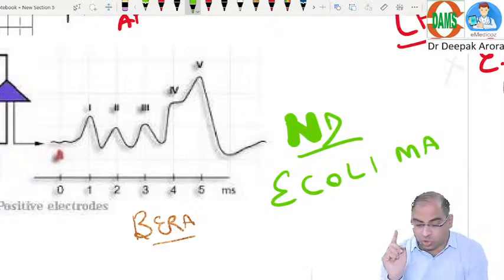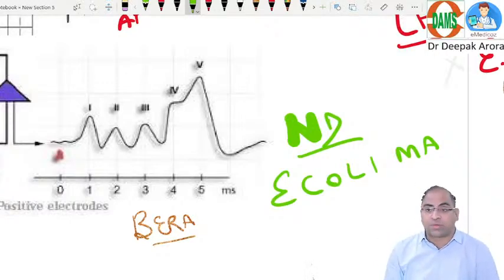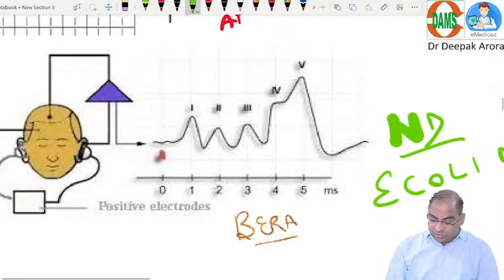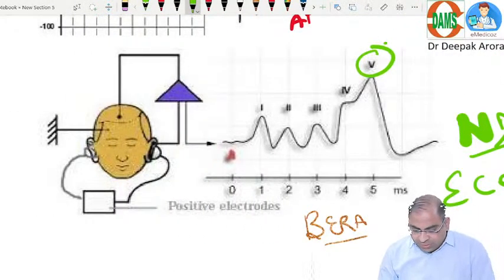This pathway should be on your tips. 8th nerve, cochlear nucleus, olivary nucleus, lateral lemniscus, inferior colliculus, medial geniculate body and auditory cortex. The whole pathway should be on your tips. Which is the largest wave? Yes, you tell me. Very nice.